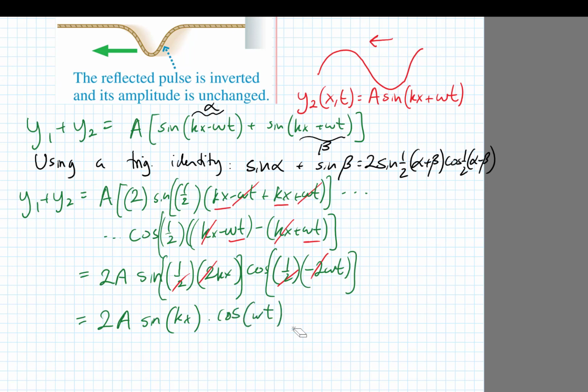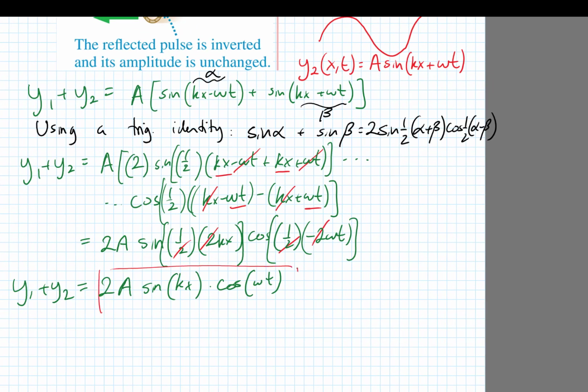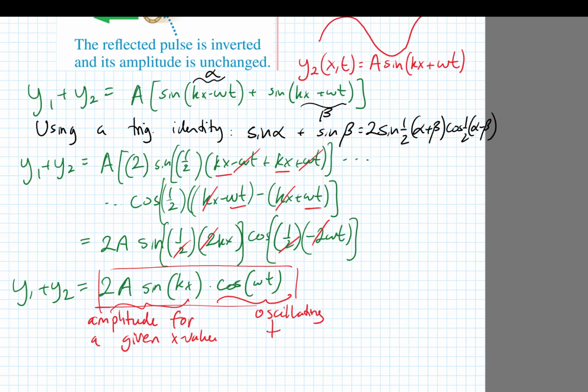And just like with the two waves traveling in the same direction, we have two terms here that we can see. We can see that the 2a sine kx, for a given position of the wave, simply gives us an amplitude term for a given x value position. And then this term just changes with time. So it's a harmonic function oscillating with time. So this is the oscillating term.